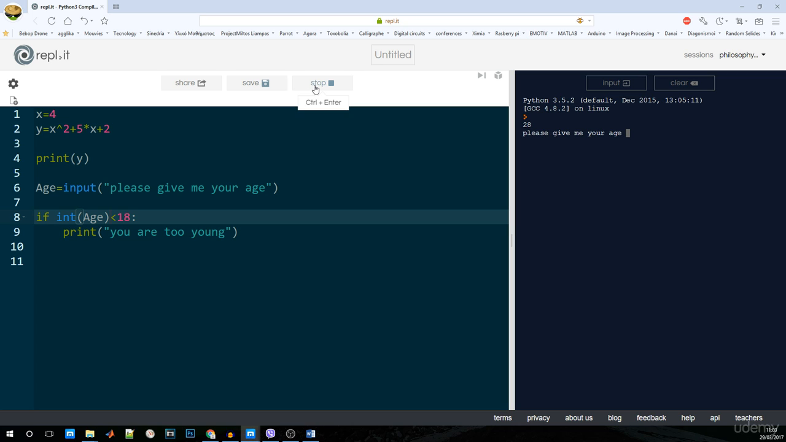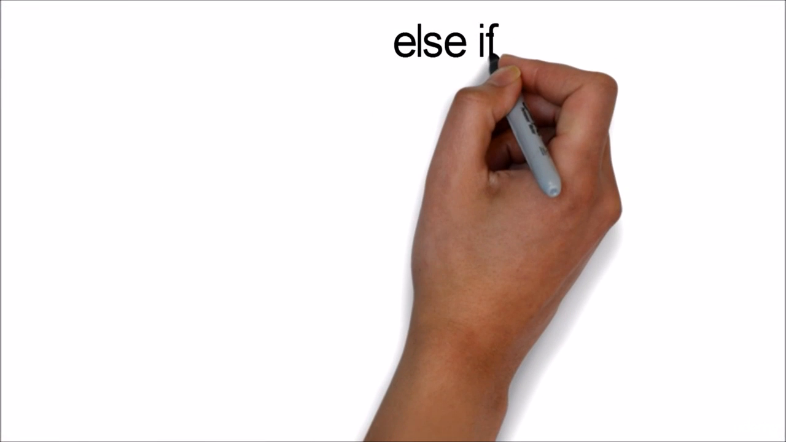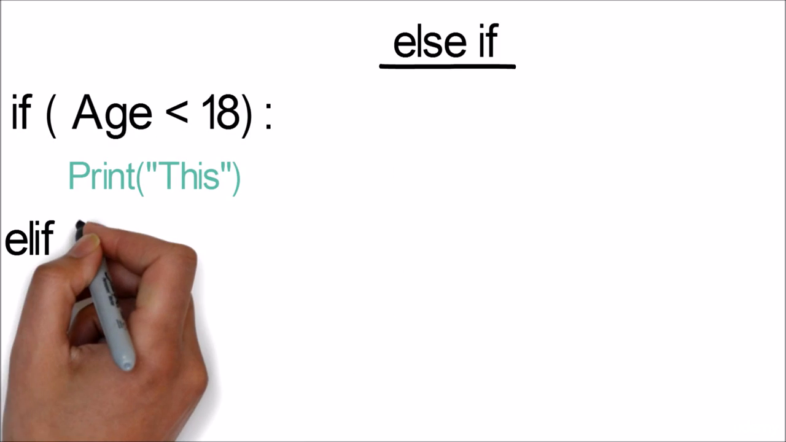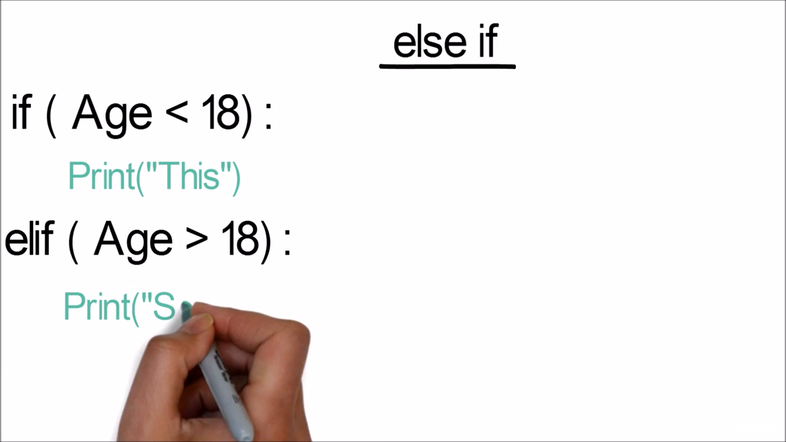Again, if we have age 20, we will not have any message, because we didn't write any code for numbers bigger than 18. But what if we want to show a message in the case that the user is older than 18? In that case, we can use the else if command. In this way, we can add more conditions and make structures that are more complex. For example, if age is less than 18, print this. Else if age older than 18, print something else.